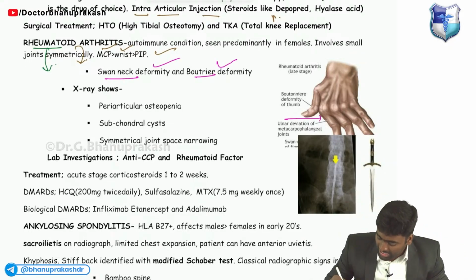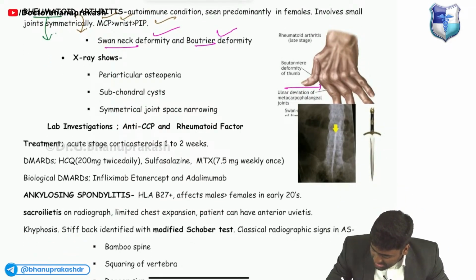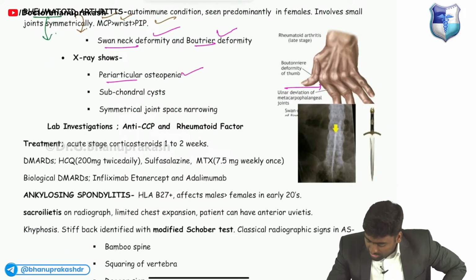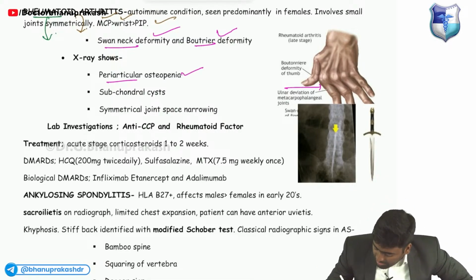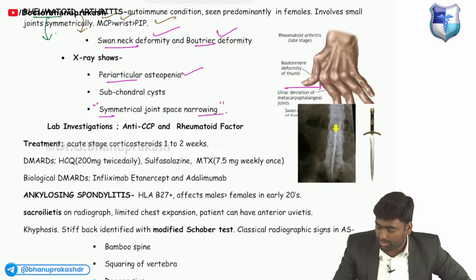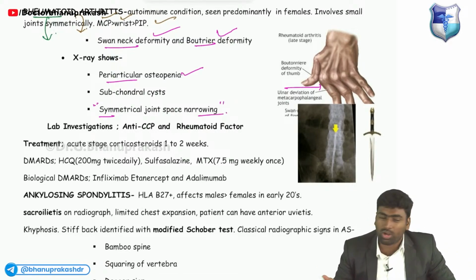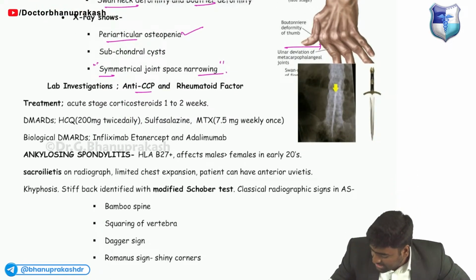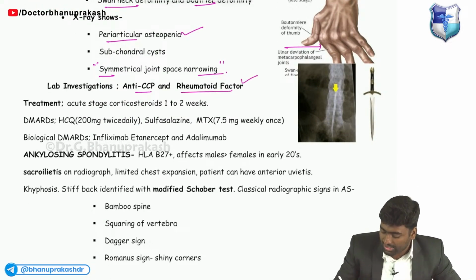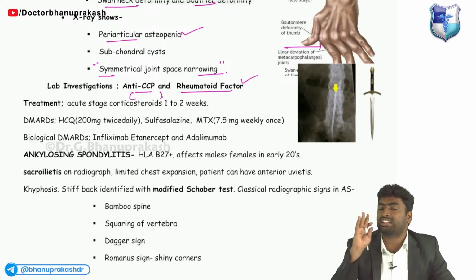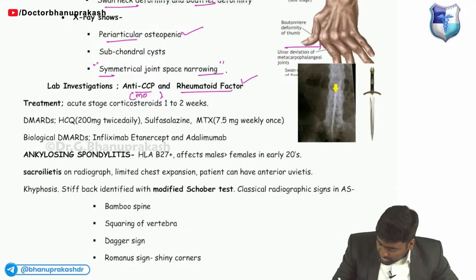Itna yaad rakho. And here in an X-ray, you will be able to see this periarticular osteopenia. Okay, and here there will be symmetrical joint space narrowing. और हमें पता है डायग्नोस करने के लिए हम दो एंटीबॉडीज यूज कर सकते हैं, one is anti-CCP and anti-rheumatoid factor. और more specific it is क्या? It is the anti-CCP, it is the more specific one.